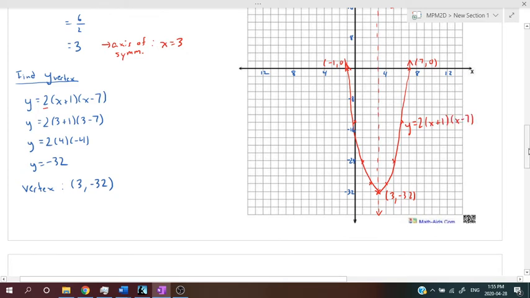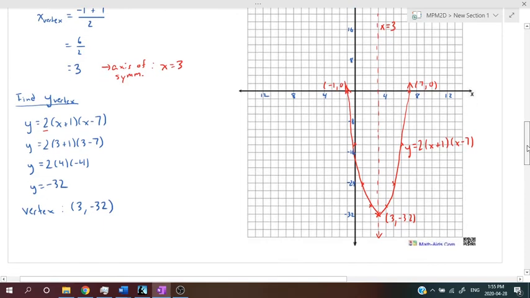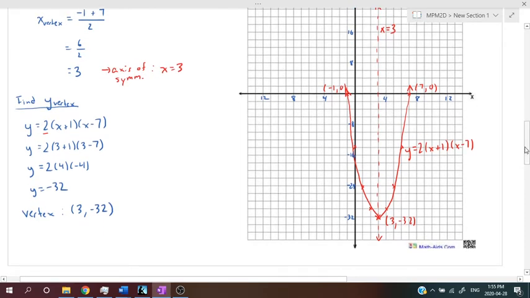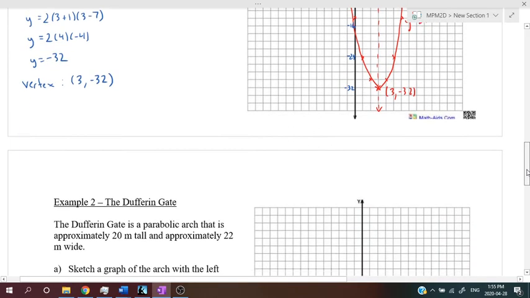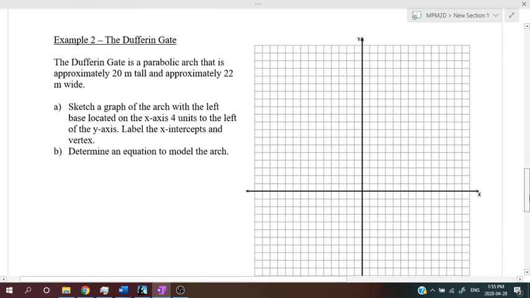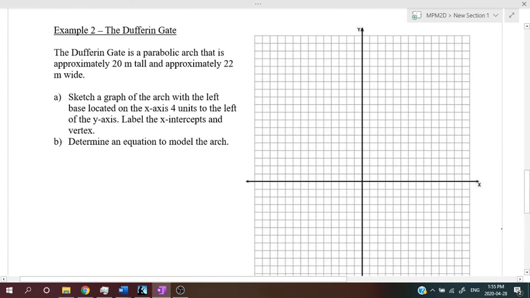Okay, so that's how you would take a given equation and find the x-intercepts, the vertex, the axis of symmetry, and the overall parabola. Let's look at another example that's a little bit different. Now in this case, they're giving us some information about it, and we need to find the equation.